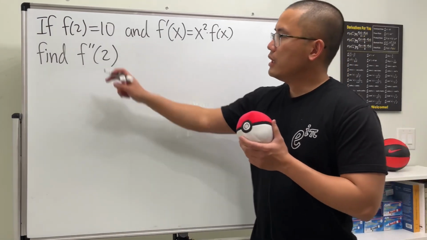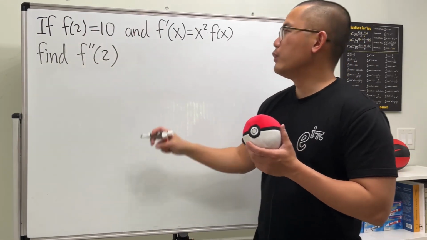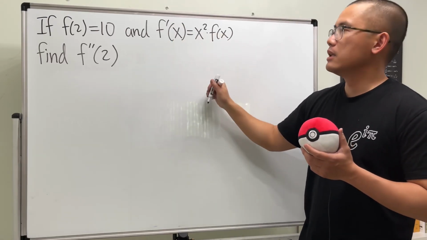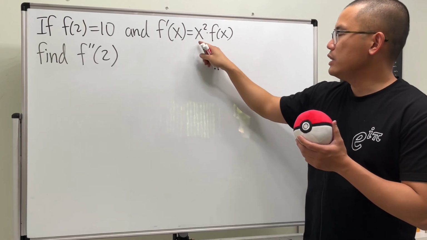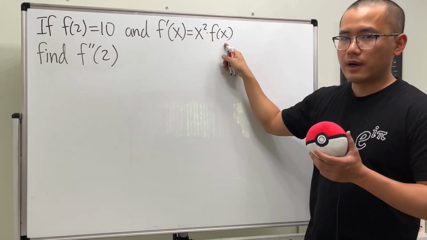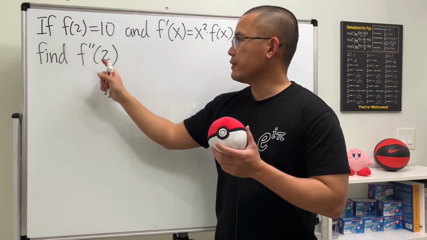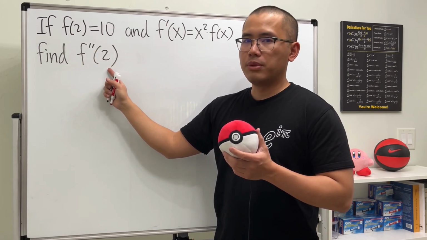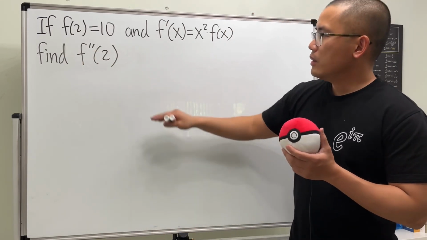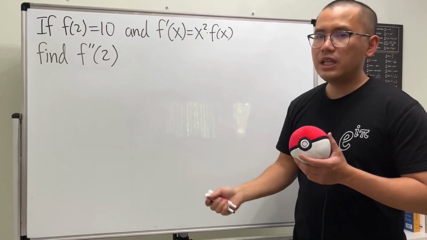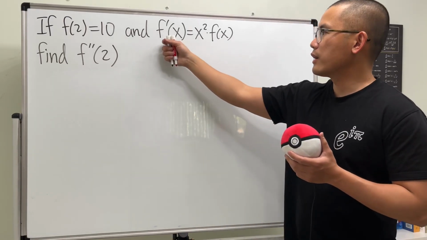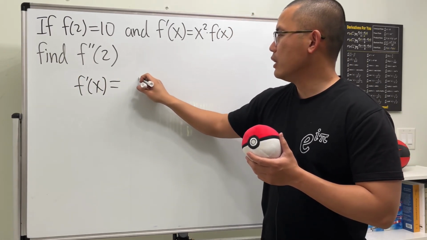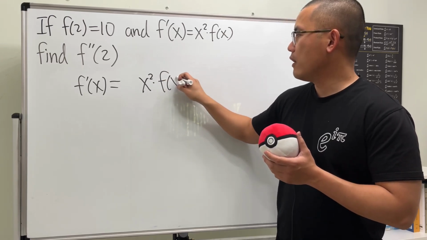So here's the question. We know f of 2 is equal to 10, and we also know that f prime of x is equal to x squared times f of x. So the first derivative is equal to x squared times the original function. And the question is asking us to find the second derivative, right? So we have the f double prime, and then we have to plug in 2 into all the x's. The second derivative is the derivative of the first derivative, so we are going to utilize this. Let me write that down here. f prime of x is equal to x squared times f of x.